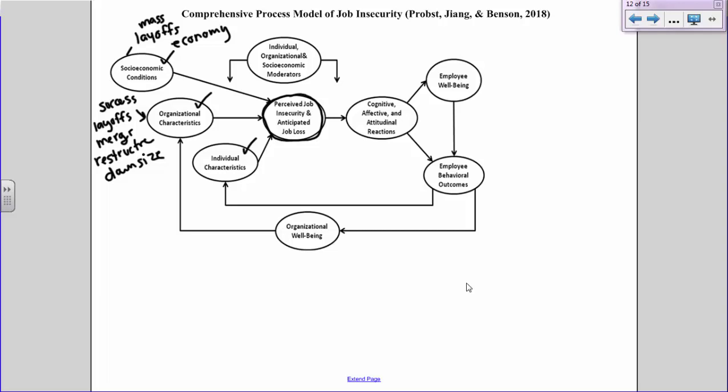And then some individual characteristics are thinking about the individual differences that increase an individual's vulnerability to being laid off or experiencing job insecurity. So these can be like vulnerability.